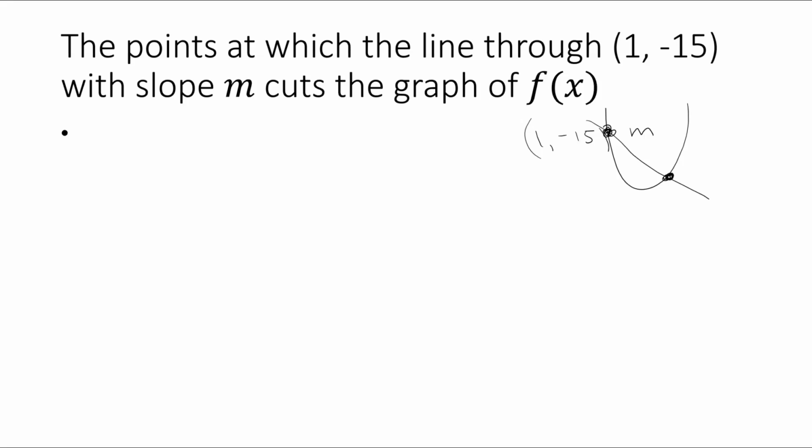Okay, now as it happens, this is something you should always think about, whether you've got the graph or not. 1, negative 15 is on the line. So it's not just some random point, it is actually on the line. Okay, one of the ways of writing out a straight line when we know the point, and we do know the point, is this version of it.